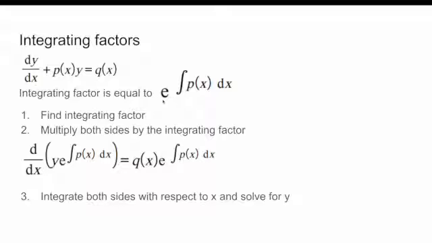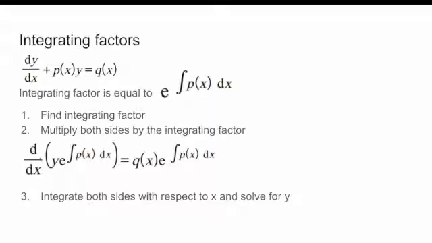What we do here is raise e, Euler's number, approximately 2.72, to the integral of p of x, the coefficient function of y, with respect to x. So our integrating factor is just e to the integral of p of x dx. First, when you have an equation in this form, you have to find the integrating factor.